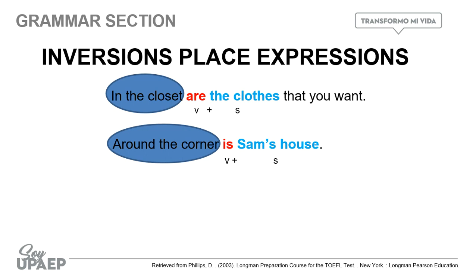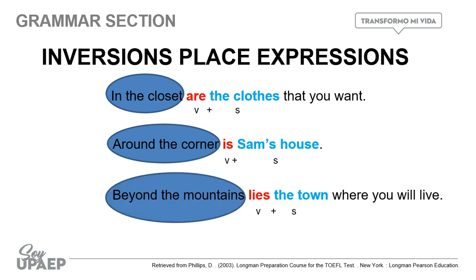Another prepositional phrase, around the corner, right? Okay? So you need an inversion. Around the corner is Sam's house. Is a verb and Sam's house is a subject.